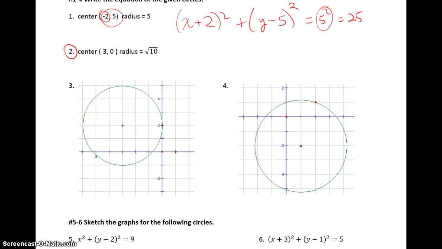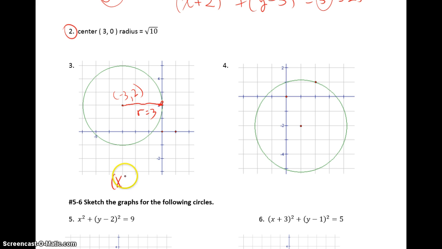We'll do number 3. When it's on a graph, we have to figure out what the center is. Looks like negative 3, comma 2 is the center, and we also need to figure out the radius. Looks like that is 3. So we'll say the equation is, let's write it down here, x plus 3 squared plus y minus 2 squared equals 3 squared, and of course 3 squared we can write as 9. And I'll leave number 4 as a checkpoint for you.